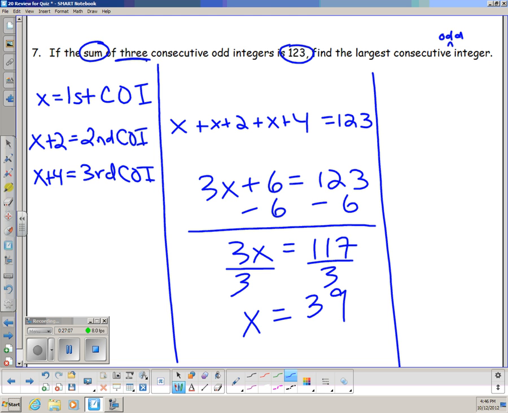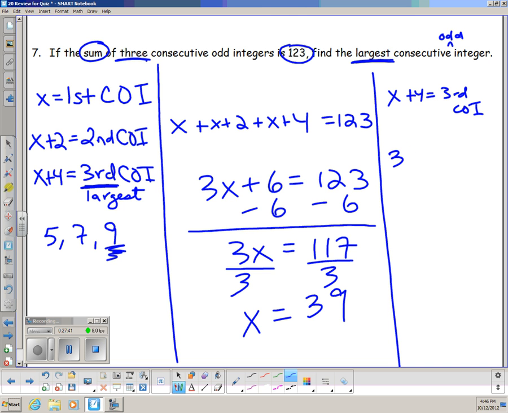Okay? X is 39. I would like to find the largest consecutive odd integer. Now, if I think for a minute, if I had, for example, 5, 7, 9, the largest one comes at the end. It has to be the third consecutive odd integer. If you're not sure of that, just plug an x into all 3 and you'll see that. So 39 is the x value, but the largest guy is the x plus 4. That's the third consecutive odd integer. So I want to evaluate this when x is 39. So 39 plus 4 is 43.